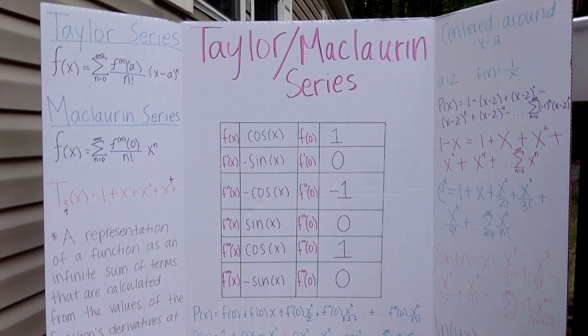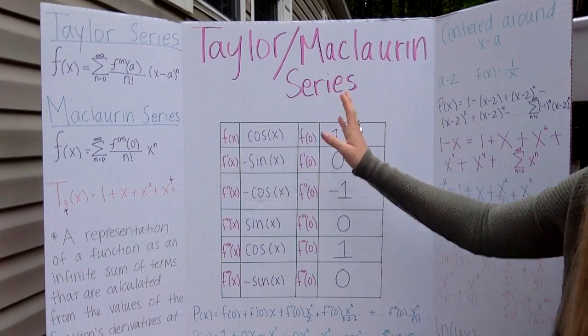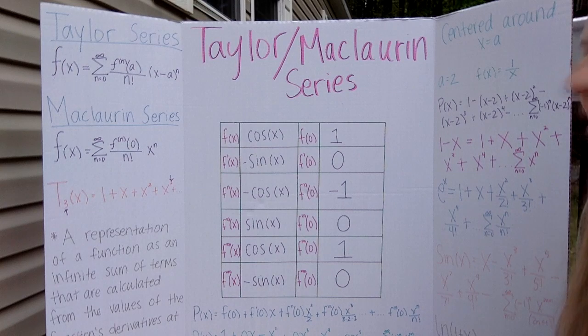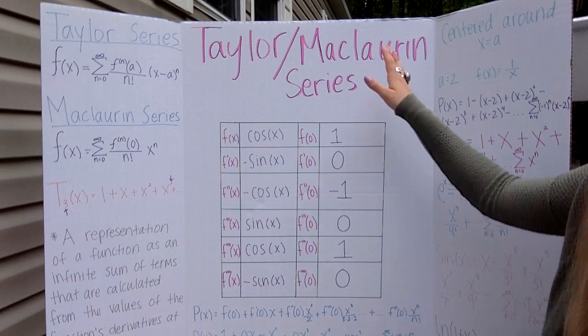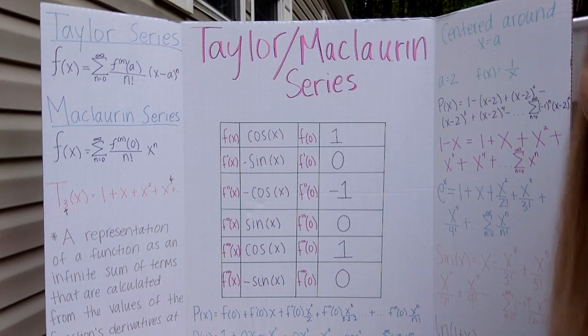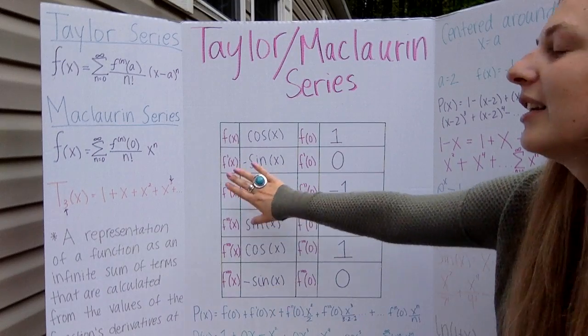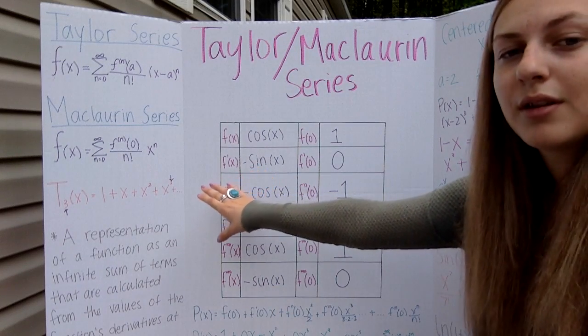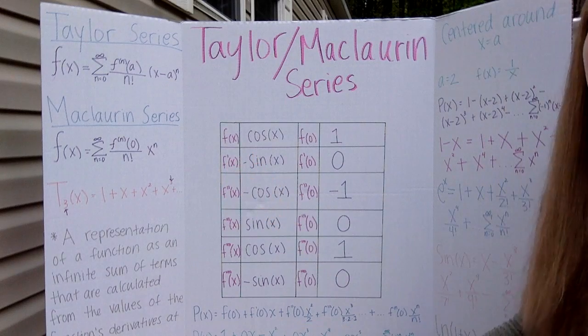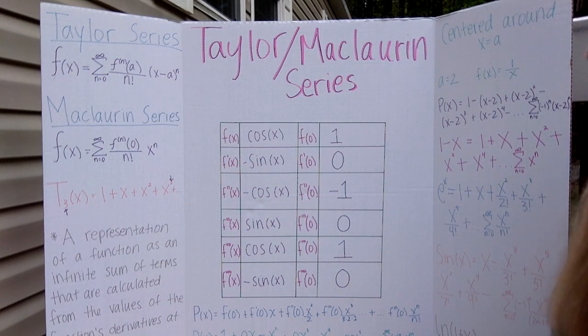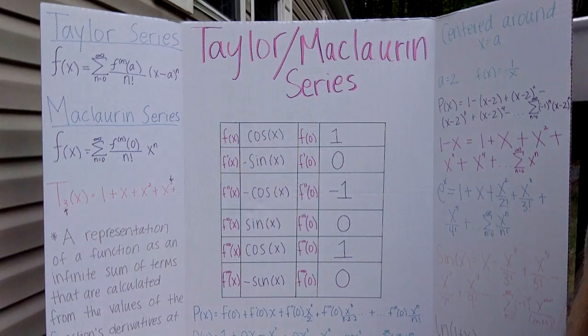So let's just quickly review what we learned. Taylor and Maclaurin series, very similar. They approximate polynomials. Taylor series centered around x equals a, Maclaurin series centered around x equals 0. Remember the notations, very similar. Remember that you could be told in problems to go to the 3rd, 4th, 5th degree, and that just means x to the 3rd, x to the 4th, x to the 5th. Remember that it's a representation of a function as an infinite sum of terms that are calculated from the values of the function's derivatives at a single point.